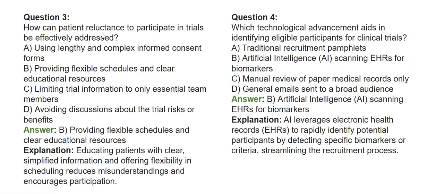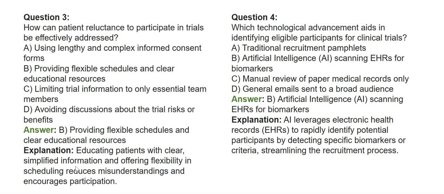Question 3, how can patient reluctance to participate in trials be effectively addressed, as this is one of the main challenges in recruitment? Is it A, using lengthy and complex informed consent forms, B, providing flexible schedules and clear educational resources, C, limiting trial information to only essential team members, or D, avoiding discussions about trial risks or benefits. So definitely B, by providing flexible schedules and clear educational resources.